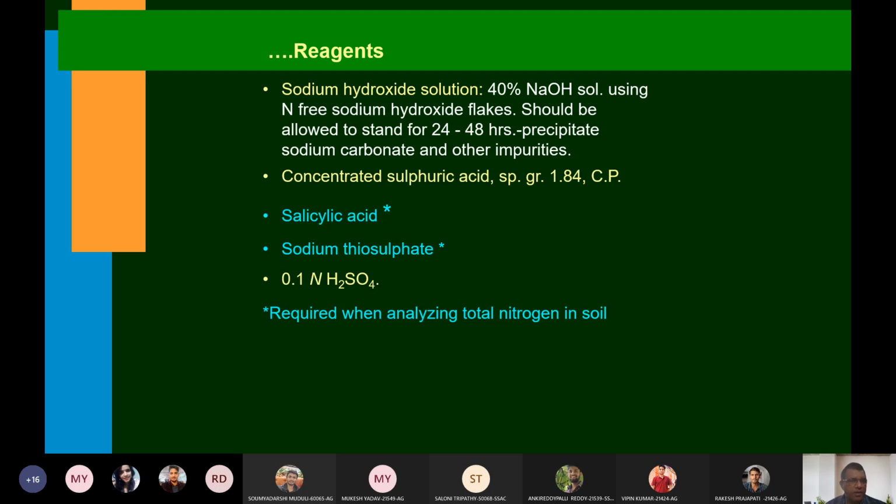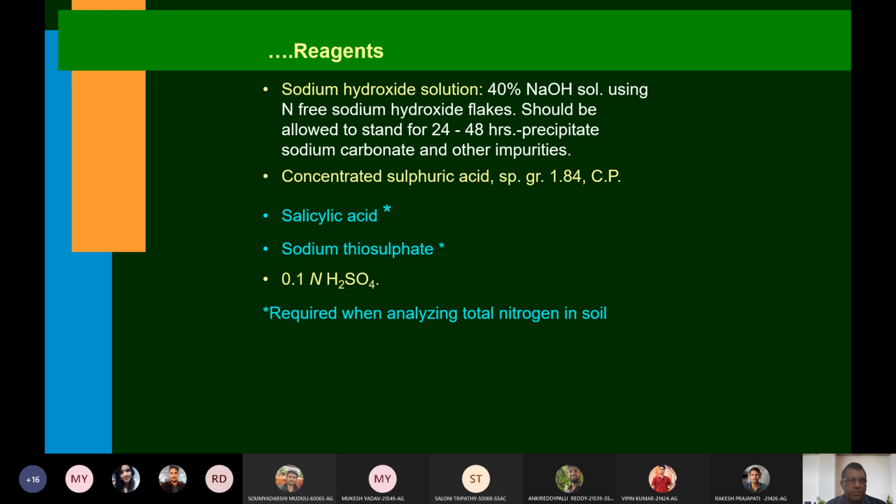Later on, some impurities will also precipitate when you keep it for 24 to 48 hours. So you can use the sodium hydroxide after 24 to 48 hours. Then you also need concentrated sulfuric acid to break down the organic matter, for mineralization or decomposition of organic matter. And the specific gravity should be 1.84.